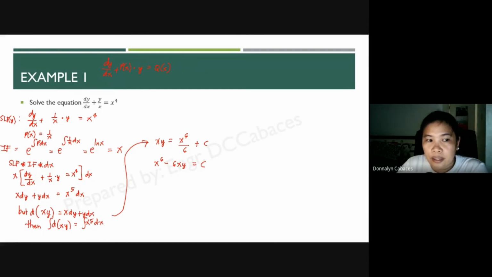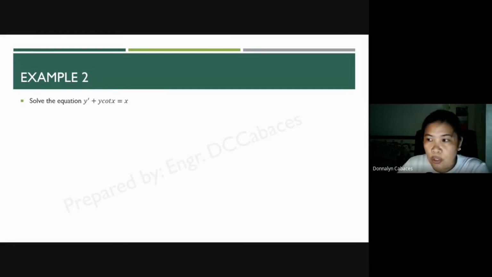Then, the left side of the equation should always be equal to the derivative of the product of the dependent variable or the linear variable and the integrating factor. Then you just take the integral of both sides of the equation. Okay? So the next example, solve the equation y prime plus y cotangent of x is equal to x.